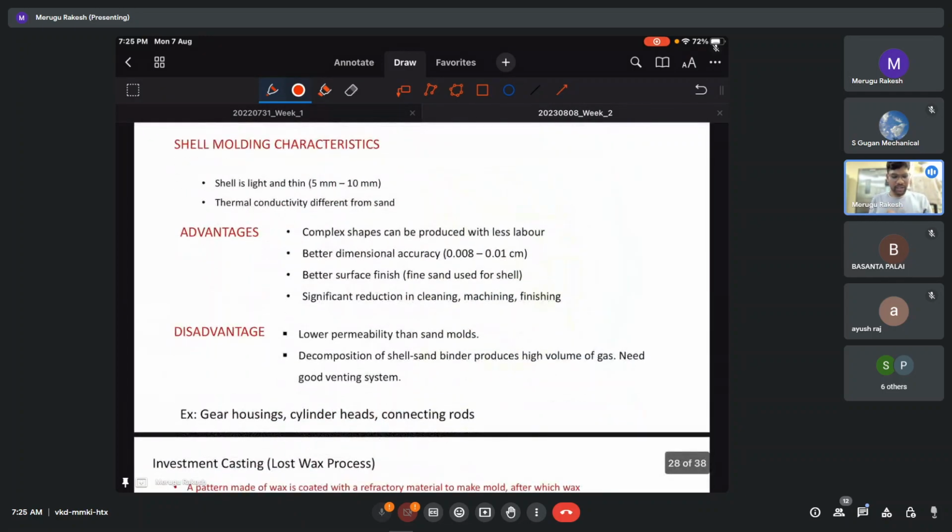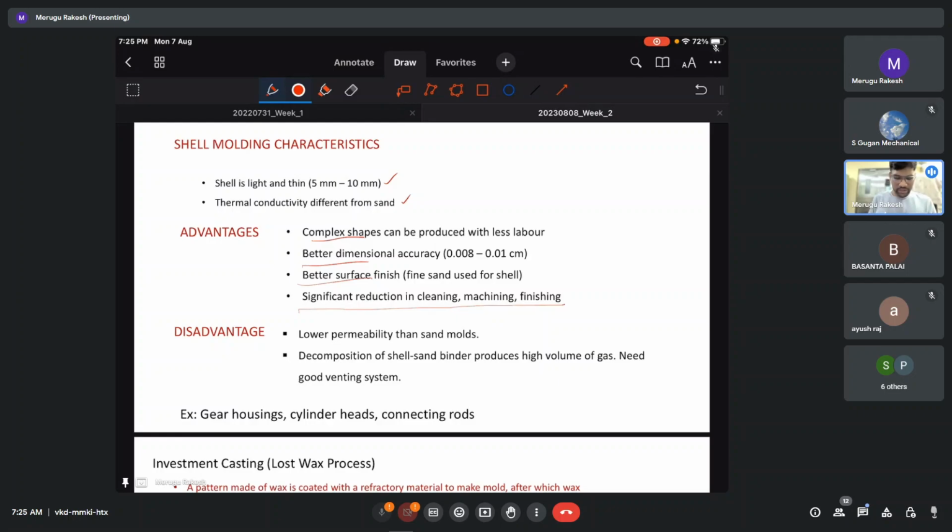So these are the advantages and disadvantages. This shell is light and thin, which is 5 to 10 mm. It depends on the thermal conductivity of different forms of sand. Advantages are complex shape, better dimensional accuracy, better surface finish, and significant reduction in cleaning, machining, and finishing, because you are going to produce a net shape product.